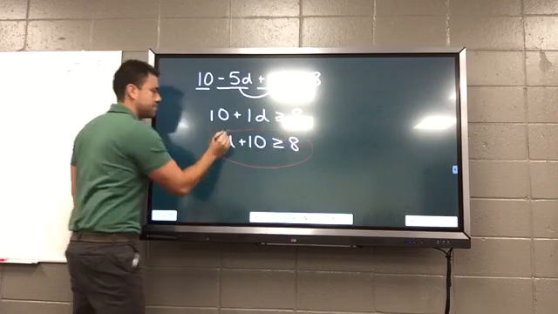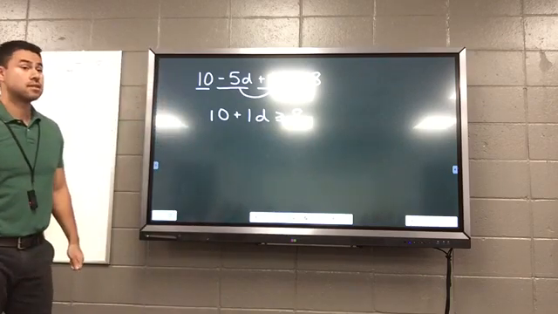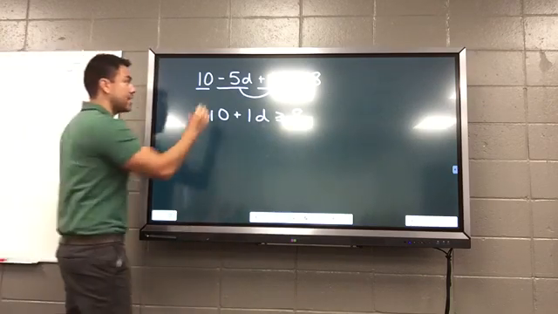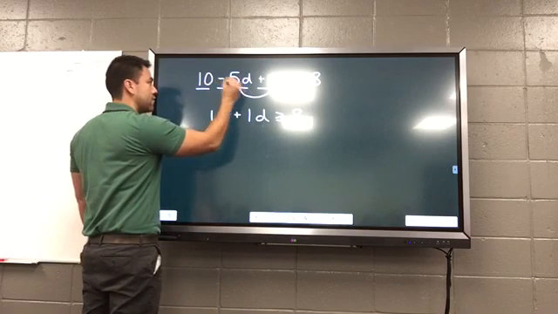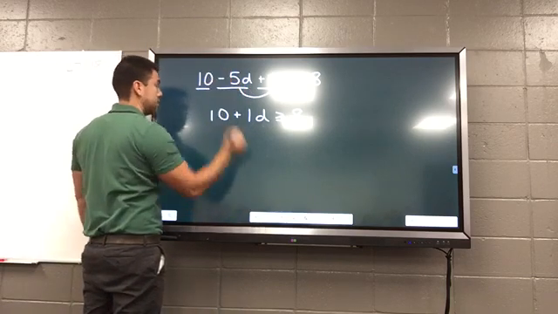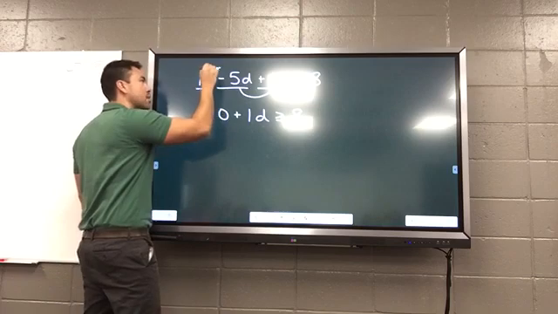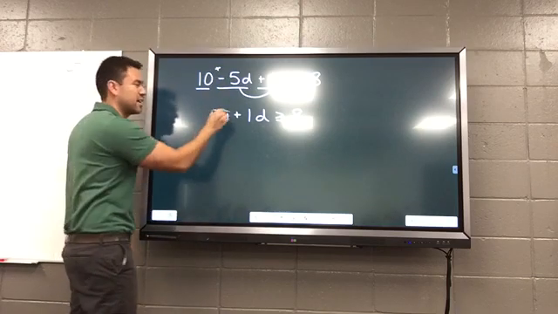Do you get the addition sign from like in the middle? Yeah, like what's going on between 10 and negative 5D? It's technically an addition. It's 10 plus negative 5D. So that's where I got that plus sign.